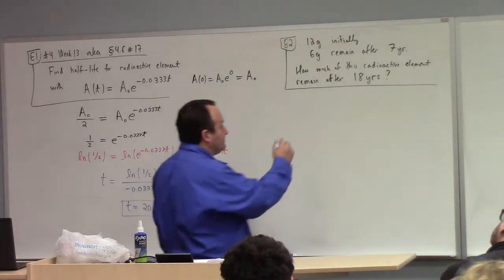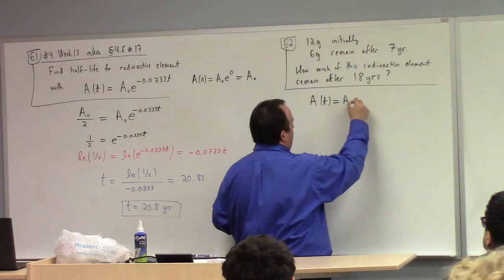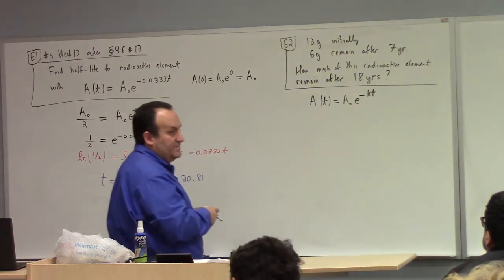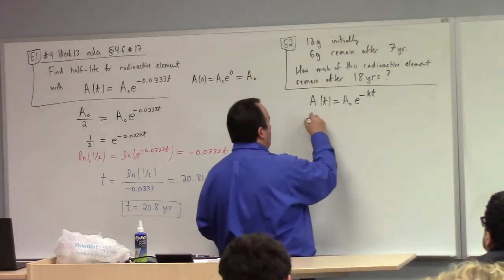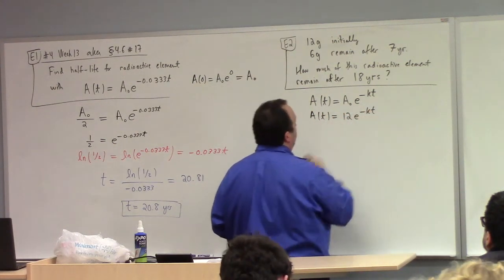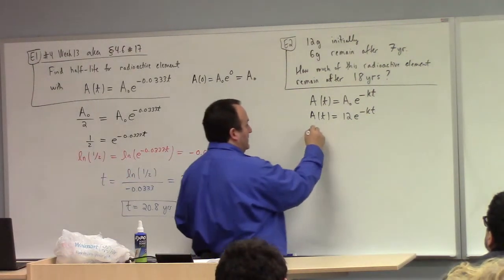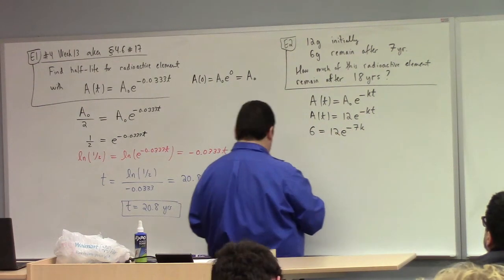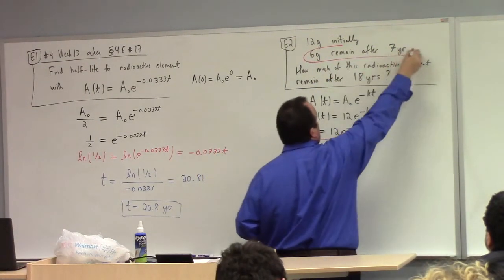So what we know is that, generally speaking, A of t is A0 e to the minus kt. So the question then is, what is the A0, what's the k and everything? Well, we know A sub 0 is 12, that was given to us. So we know that A of t is 12 e to the minus kt. What else do we know? Oh, yeah, we know that 6 is equal to 12 times e to the minus 7k, because this I was given.